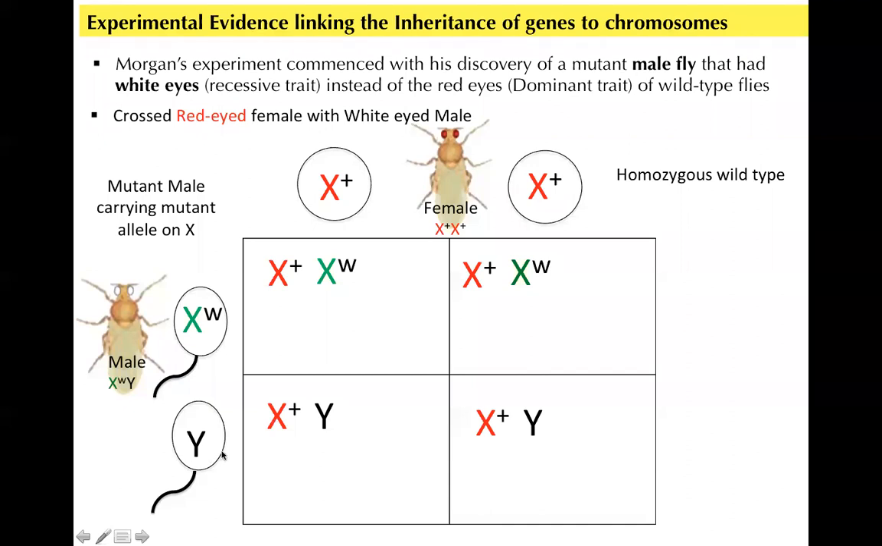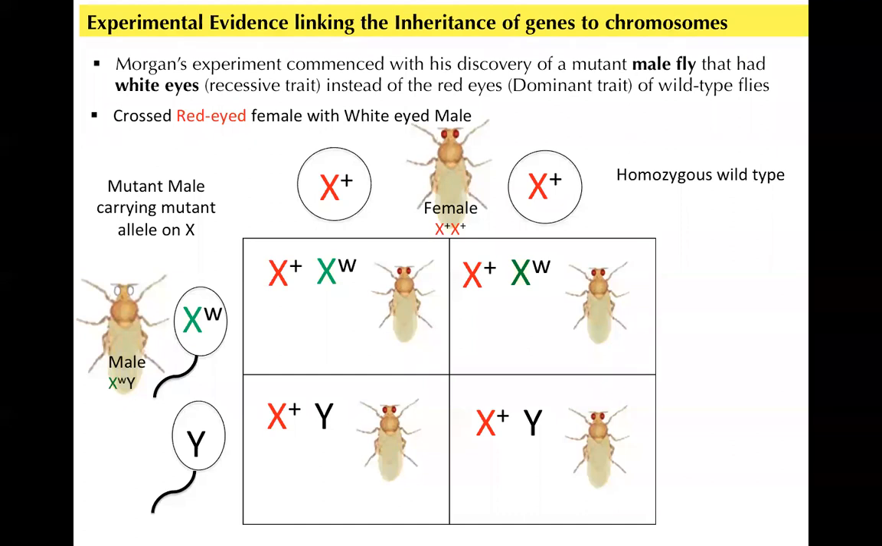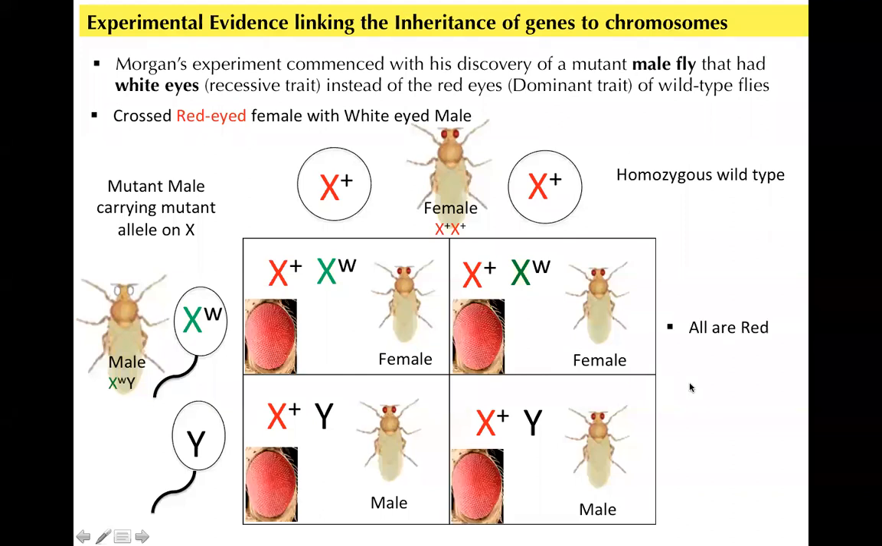And similarly, this sperm fuses with this egg, it carries X plus Y. So if you look at these, X plus X W and X plus Y, these are the kinds of flies, the phenotypes, we can expect. What is the phenotype of these flies? When you cross this homozygous female and a mutant male, all the F1s, meaning all the progenies, have a red eye phenotype.